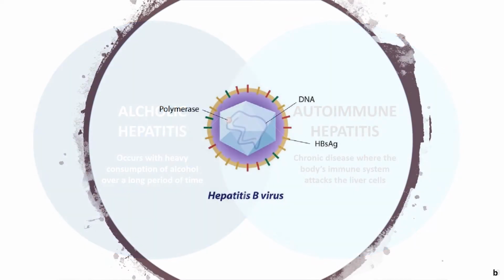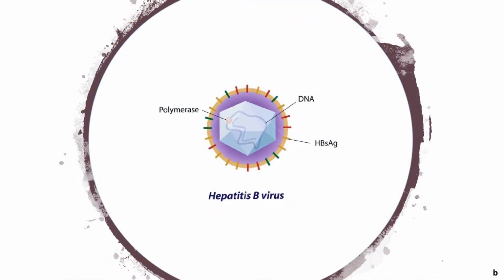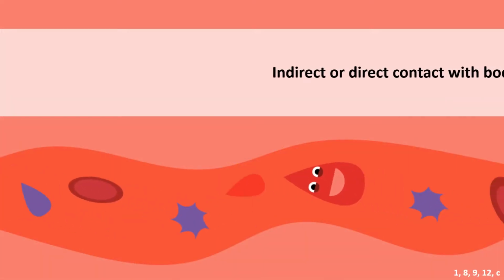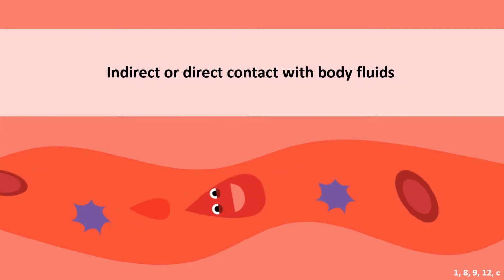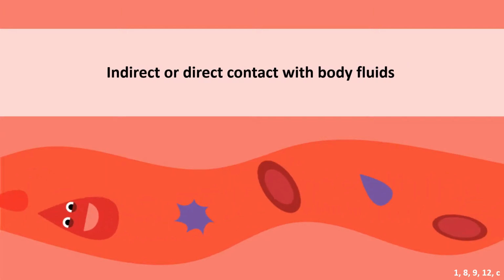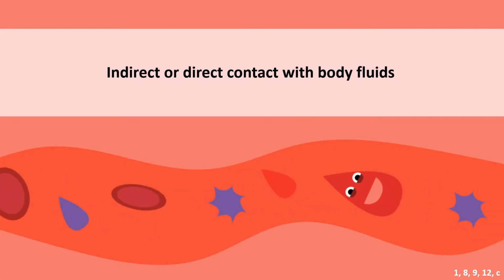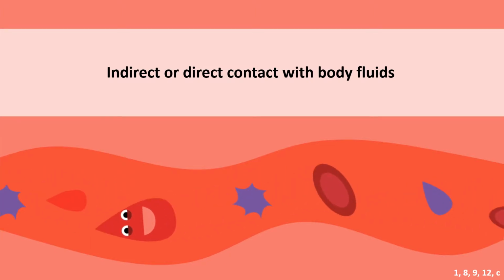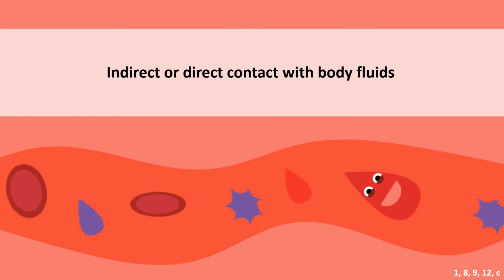As you can see, there are many types of hepatitis, however, this video will focus on hepatitis B. Transmission of hepatitis B usually involves direct or indirect contact with blood, saliva, semen, or other infected body fluids. Transmission may occur due to non-sterile techniques. It is also sexually transmitted between partners and vertically transmitted between mother and child during pregnancy.